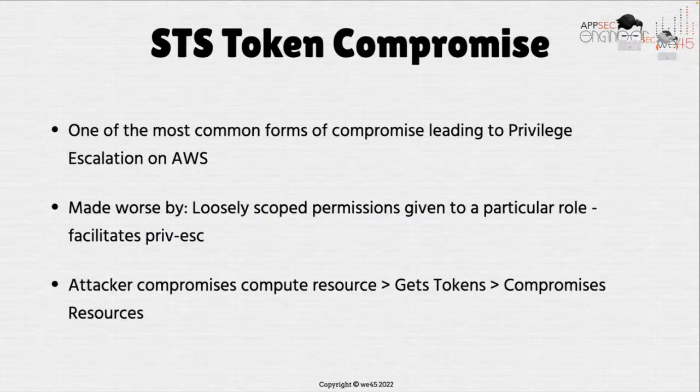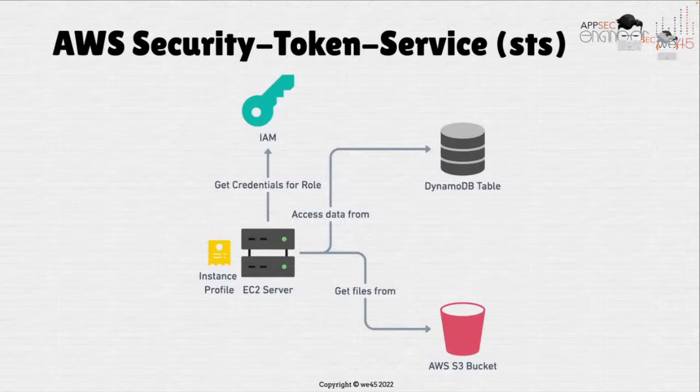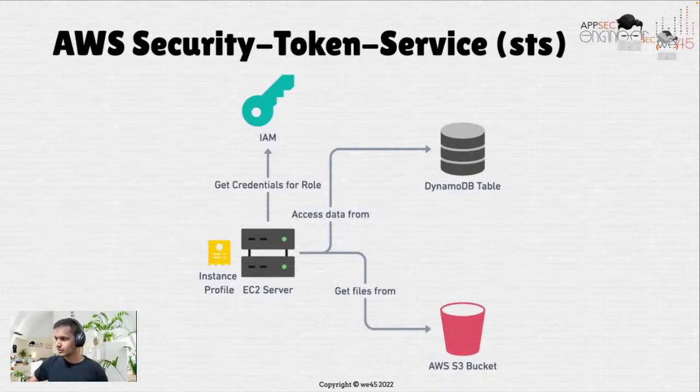So typically the attacker would compromise a compute resource, and from there they would go ahead and fetch the token, and through that token they would go ahead and start compromising other resources as well, right. So let's quickly take a look at an example, and then we're going to move on to a lab. So here we have an example where we have an EC2 server or an EC2 instance. And obviously this EC2 instance has an instance profile attached to it.